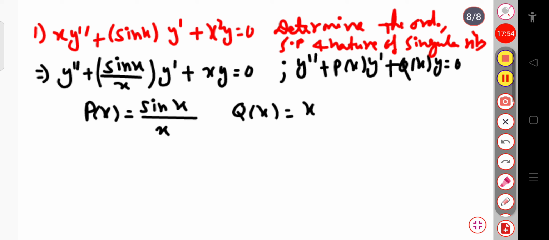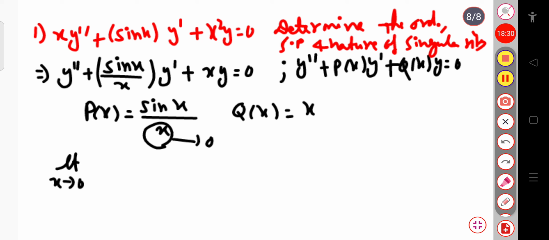So here in this part, p of x and q of x, we have already calculated. Both p of x and q of x are analytic at x equal to 0. Suppose you think, if you put x equal to 0 here, it is in the form of 0 by 0. But you know the L'Hospital rule, when limit x tends to 0, you have to check whether p of x tends to infinite or not.